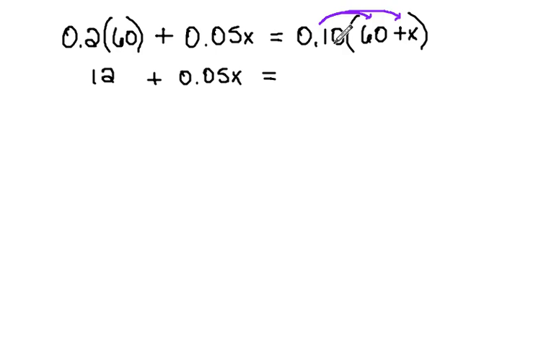So 0.10 times 60, and if you need to go out to the side and do that multiplication, you absolutely can, but that should be 6. And then when we multiply 0.10 times x, we get plus 0.10x. Now, I realize that you had to work with the decimals up through that point, but now, if you want to get rid of them, you can.